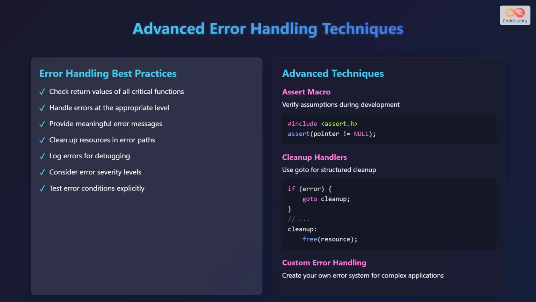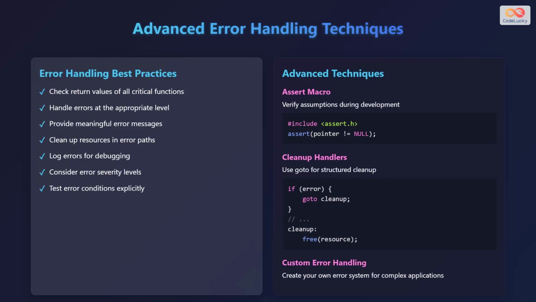Clean up resources in error paths to prevent memory leaks and ensure system stability. Log errors for debugging purposes to help trace and resolve issues. Consider error severity levels to prioritize and handle different types of errors appropriately. It is important to test error conditions explicitly to verify that error handling mechanisms work as expected.